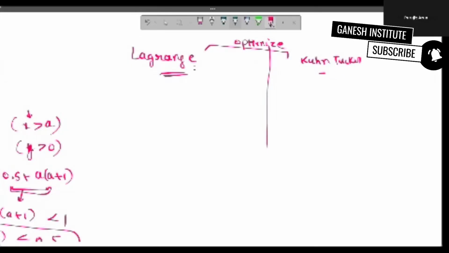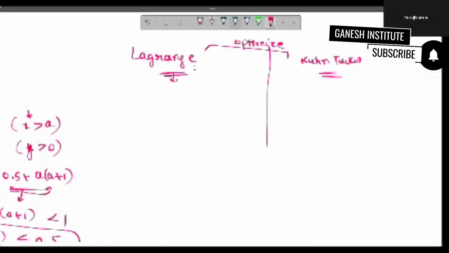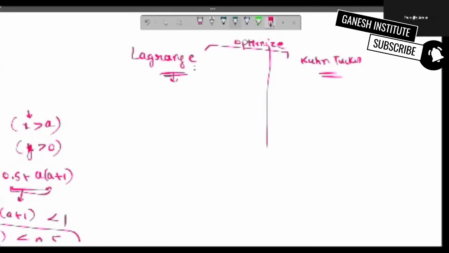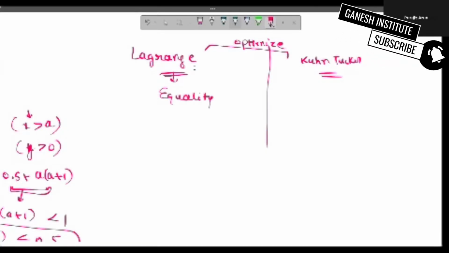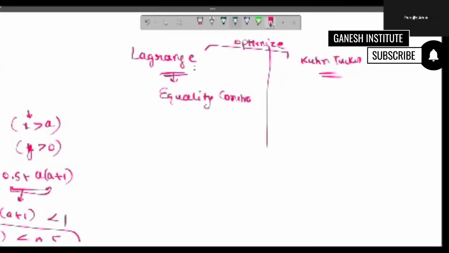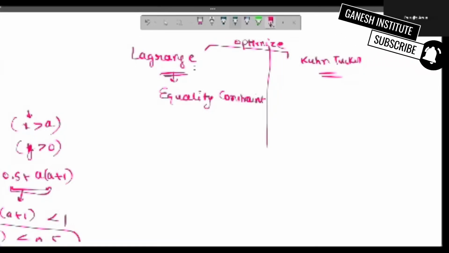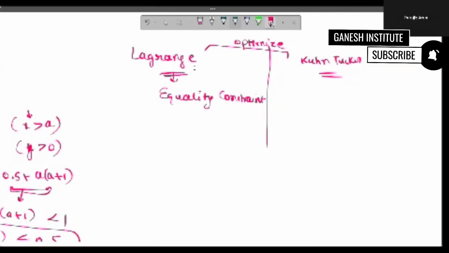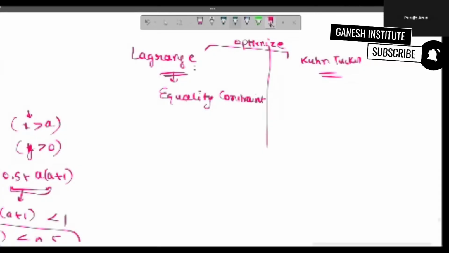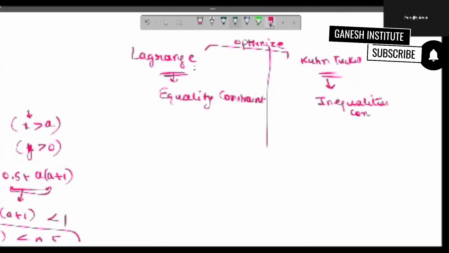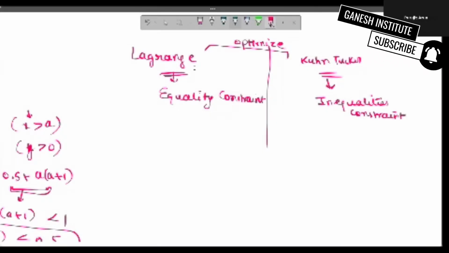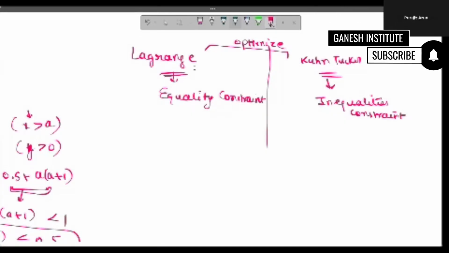Most of the cases, like you can say all of the cases, when Lagrange is given, an equality constraint has to be there. One second, I'm writing it down. The constraint should have equality. Whereas Kuhn Tucker will always have inequalities. Ma'am, strict inequality or inequality? Inequalities. It can be strict, it can be slack.